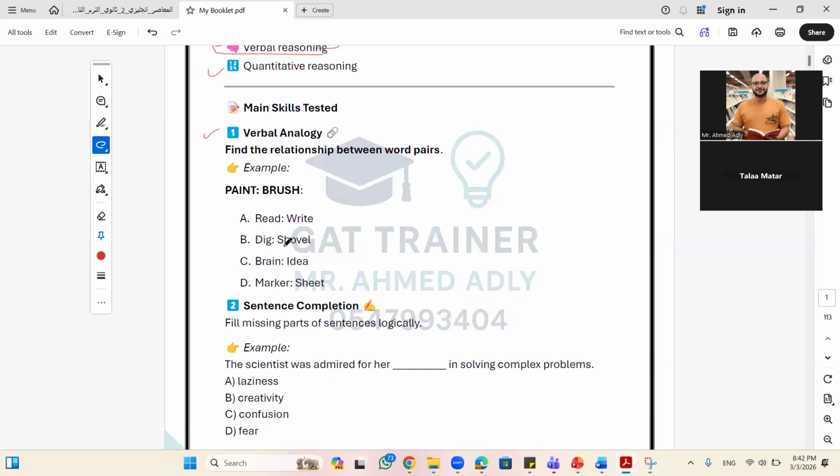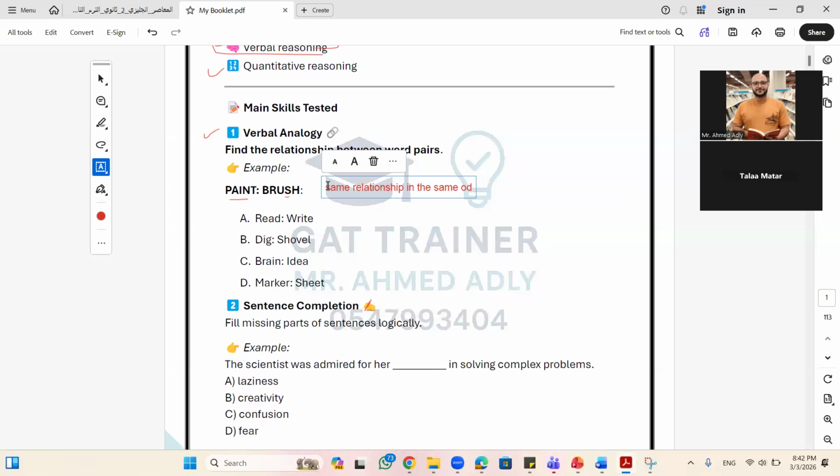Let's look at the example here. You're given paint and brush. You're given a couple of words, and you're supposed to find the pair of words in the options that share the same relationship. But listen to me, the same relationship in the same order. This is really important.